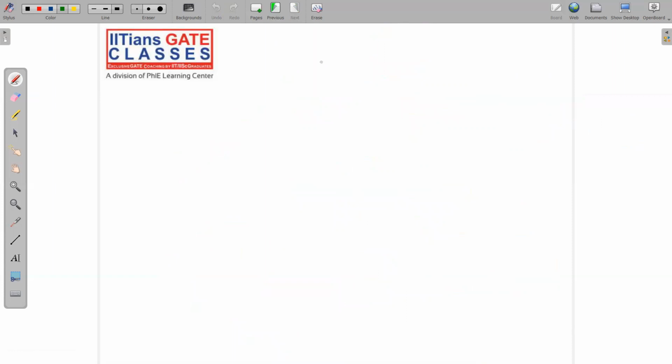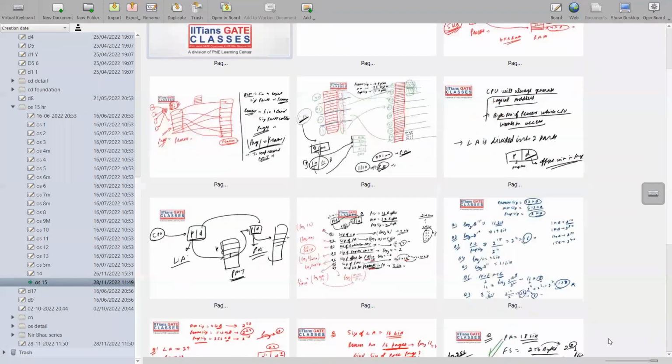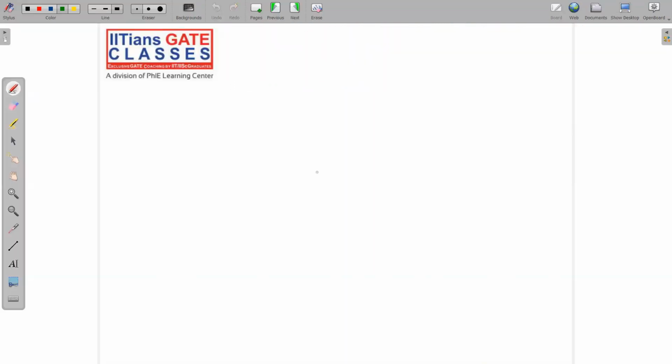Next question. If the logical address is of size 15 bits, LA is 15 bits, and the page number is 5 bits, find the size of each page.